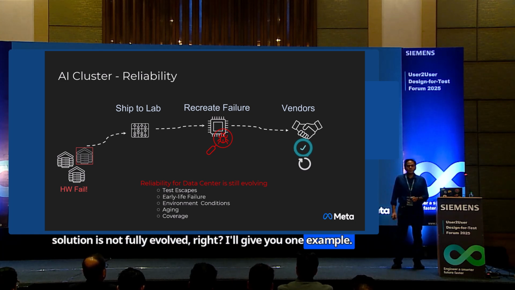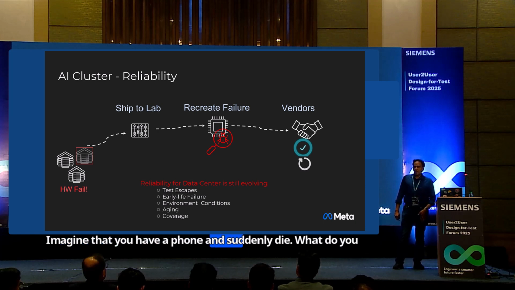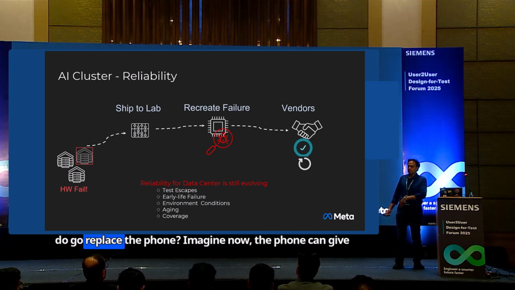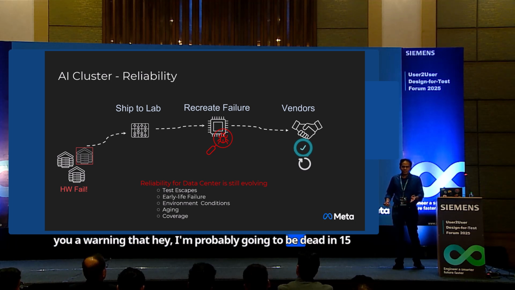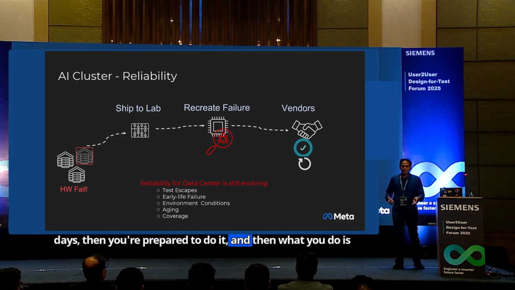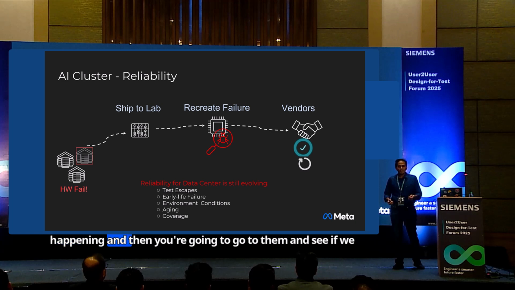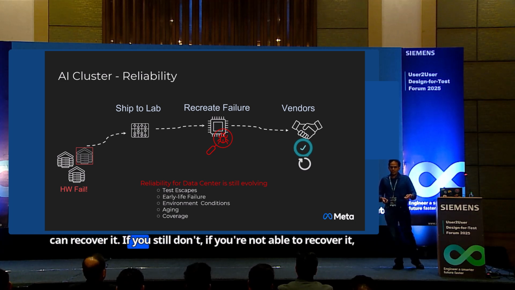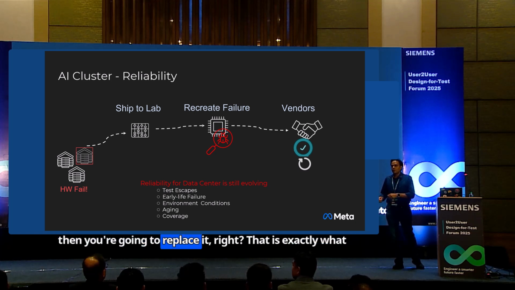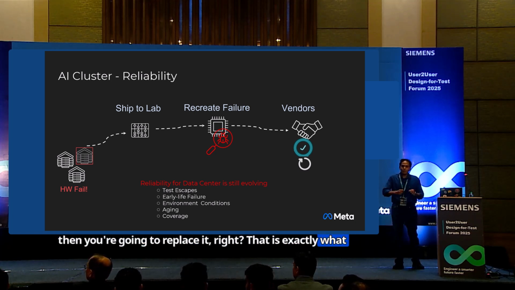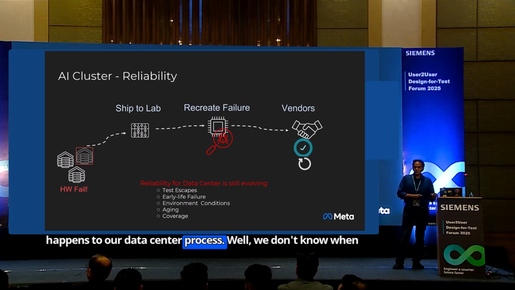I'll give you one example. Imagine that you have a phone and it suddenly died. What do you do? Go replace the phone. Imagine now the phone can give you a warning that, hey, I'm probably going to be dead in 15 days. Then you're prepared. You're going to back up the data and figure out what is happening, and then you're going to go to them and see if we can recover it. If you're not able to recover it, then you're going to replace it, right? That is exactly what happens to our data center parts as well.